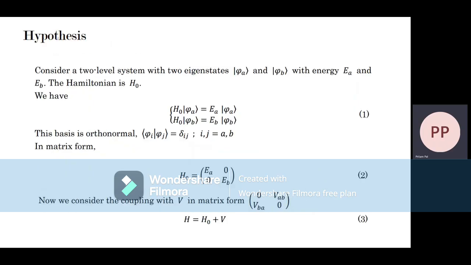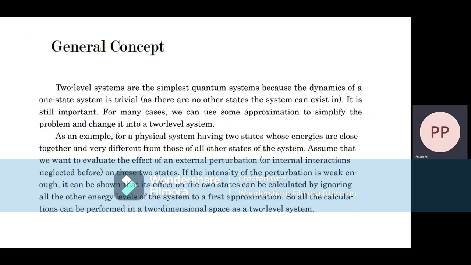There are no other states in the system that can exist. It is very important for many cases, because we can use some approximation to simplify a complicated problem and convert it into a two-level system, which is a much easier way to handle the problem.